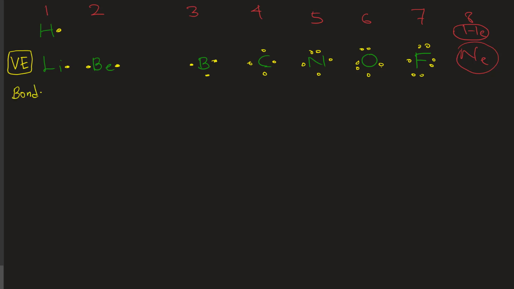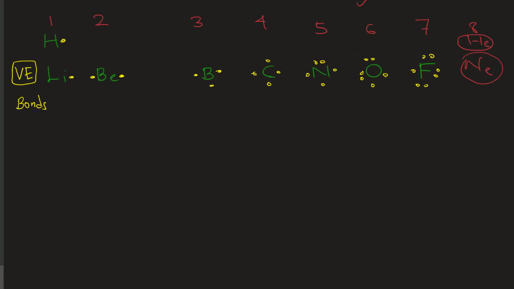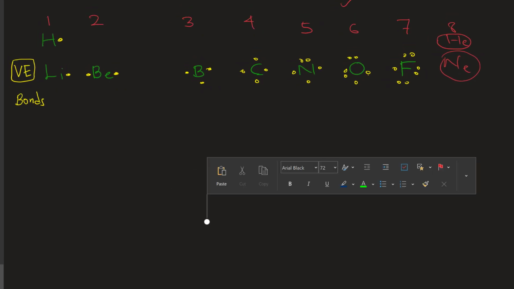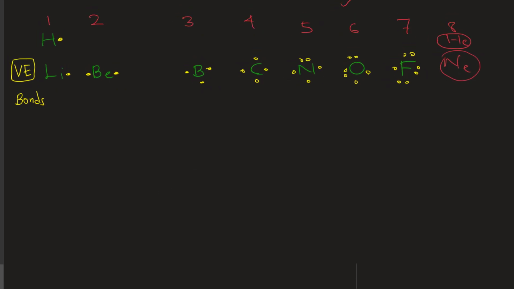Now we can look at how many bonds we need in order to reach the octet, because filling the octet is the requirement to be stable for an element, or atom. Lithium needs 1 bond, beryllium needs 2 bonds, boron needs 3, carbon 4 bonds needed, and nitrogen is missing only 3, so that's 3 bonds, oxygen 2, fluorine 1, and noble gases don't need any bonds.